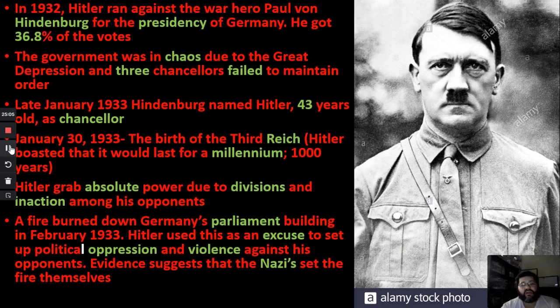Okay. Reich in German is like empire. And basically he boasts to the world that this empire will last for a millennium. For those of you guys who don't know, a millennium is 1,000 years. Okay. And Hitler basically grabs absolute power, because all these other political groups are fighting against one another, things like that. And those people who are going against him, they're sitting on their hands.